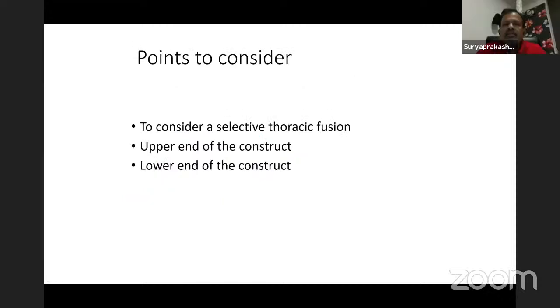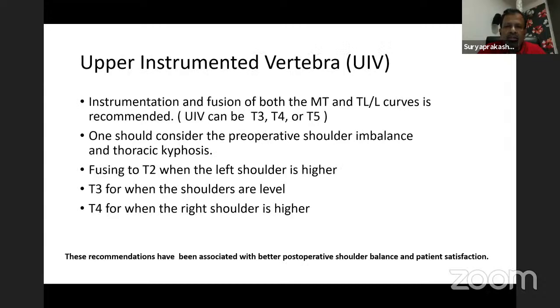Now, points to consider: whether to do a selective thoracic fusion, what is the upper end and what is the lower end of the construct. Well, upper end of the construct also is decided. I think Dr. Basu has gone through an excellent situation where you need to look at the shoulders correctly before you plan, especially in an apparently right-sided major thoracic curve. When you have either shoulders equal or the left shoulder higher up, we need to be extremely careful in reassessing that, and then based on that, when we have a right thoracic curve with right shoulder higher up, we are very safe to going at T4.